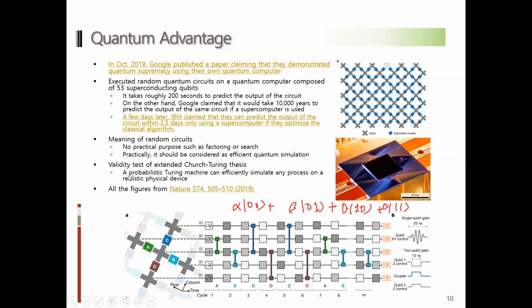And so this extended Turing thesis should be modified, and it should be read like a quantum Turing machine can efficiently simulate blah blah blah. Yeah, so that's the reason why people are interested in the quantum advantage.